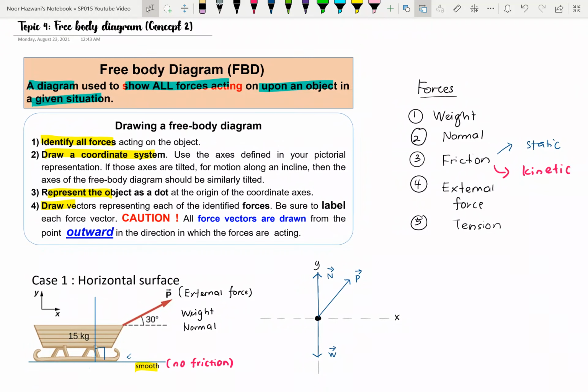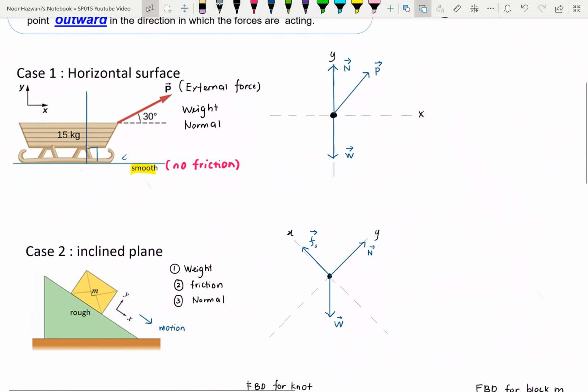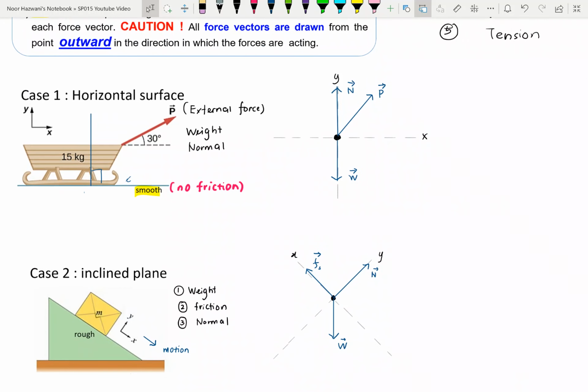Okay, and then you have to draw the coordinate system X and Y, depending on whether the object is upright or tilted. And then you must represent your object as a dot. And then lastly, you draw all the vectors that you have identified. Okay, so that's all for this video. I hope you could understand how to draw a free body diagram. Thank you.